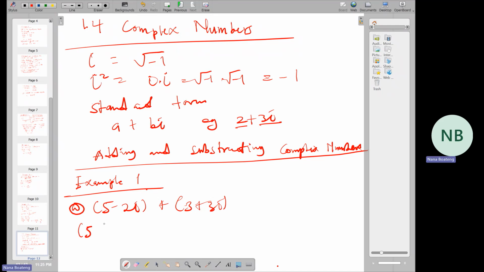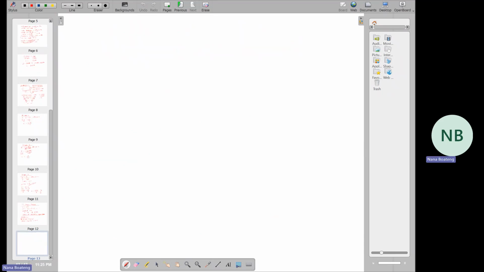So this becomes the real numbers together, 5 plus 3, plus the complex numbers together, 3 minus 2 times i, right? We add up the real part together. We also add up the complex part together. So this becomes 8 plus i as our answer. Let's look at another one.